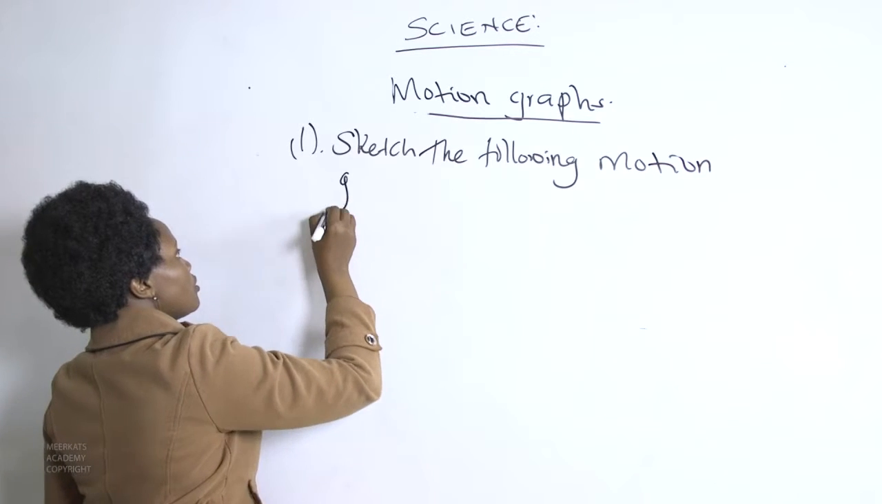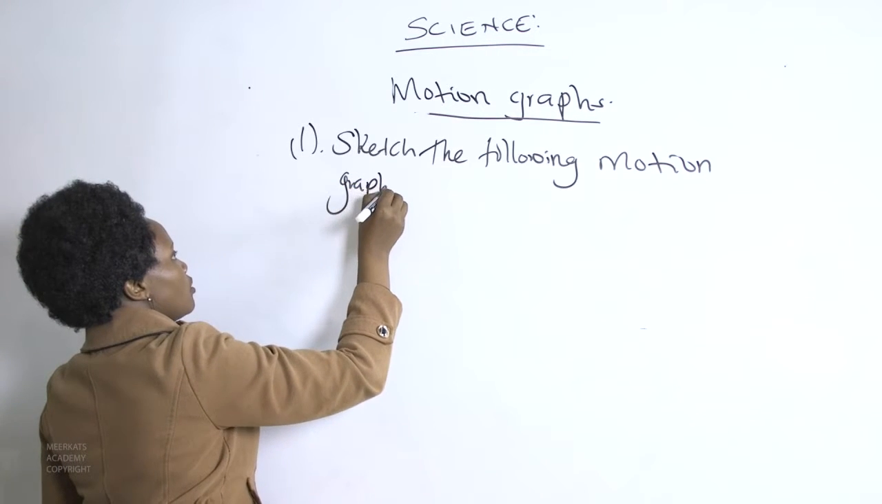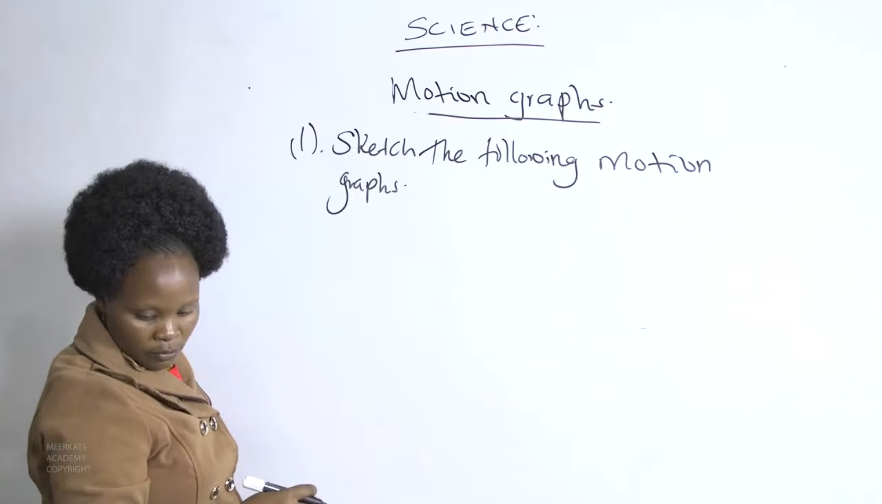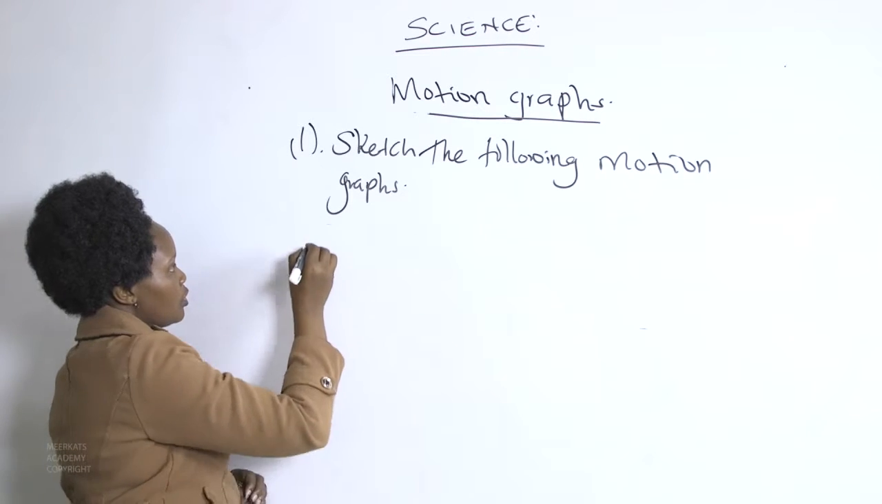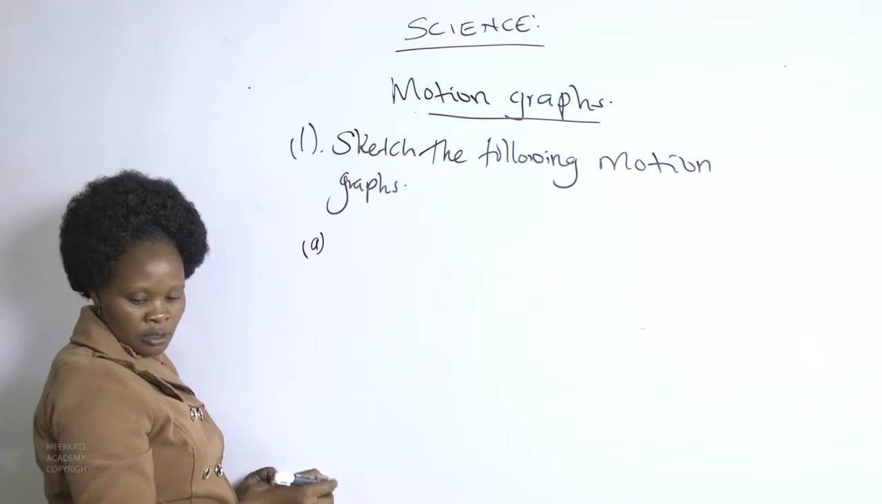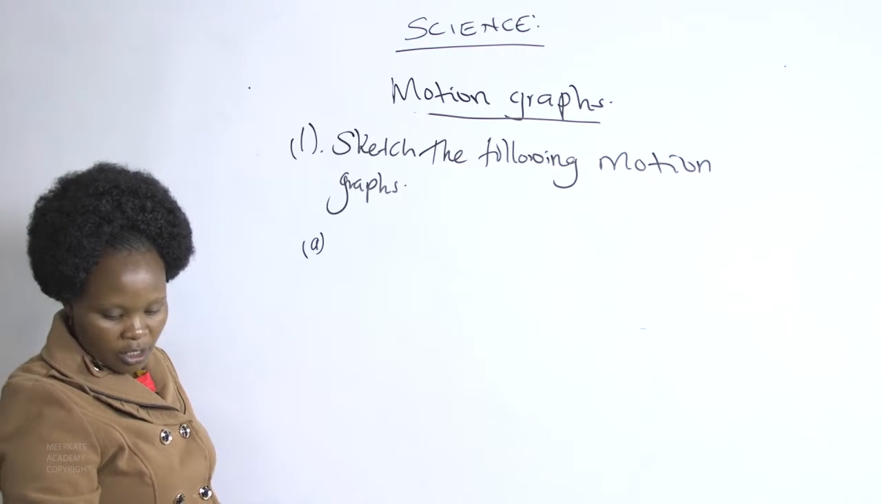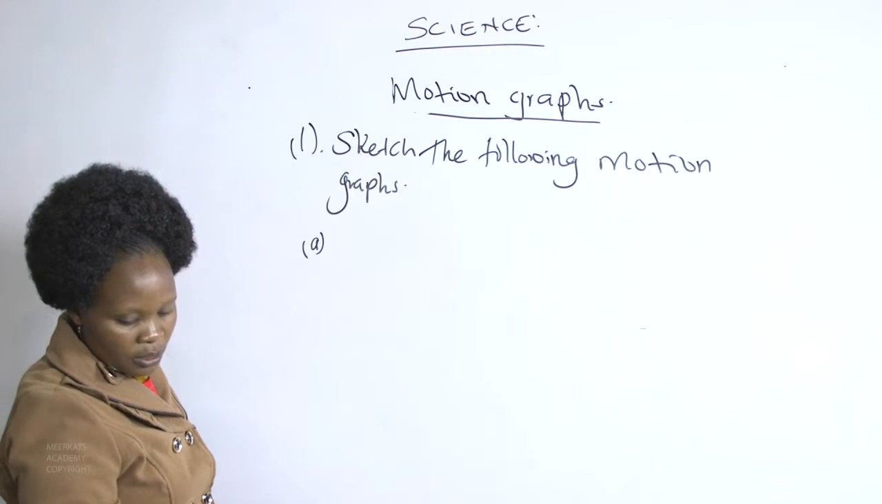Motion graphs. We sketch the following motion graphs. Number one is the distance time graph for a body falling from a height to the ground.